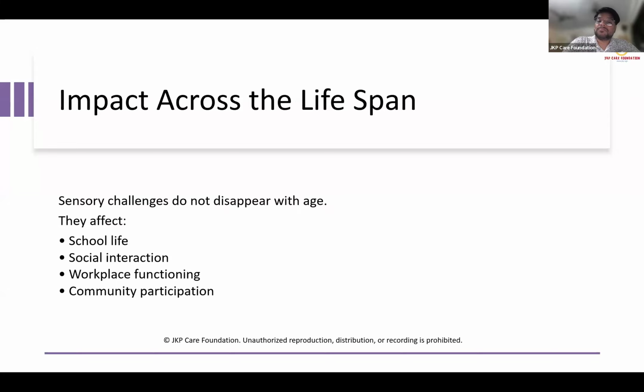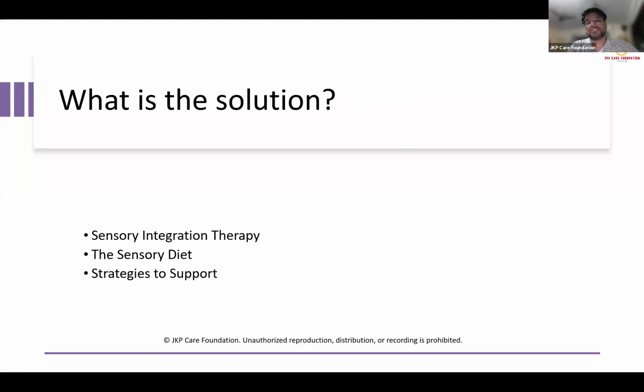And it impacts across the lifespan. It is not only in childhood. It also affects school life, social interaction, workplace functioning, and community participation. So throughout life, if a person has sensory processing disorder, it impacts, but it can be managed. The solution is sensory integration therapy given by a trained occupational therapist. We also have sensory diet and different strategies that parents and teachers can use in school and at home to support.